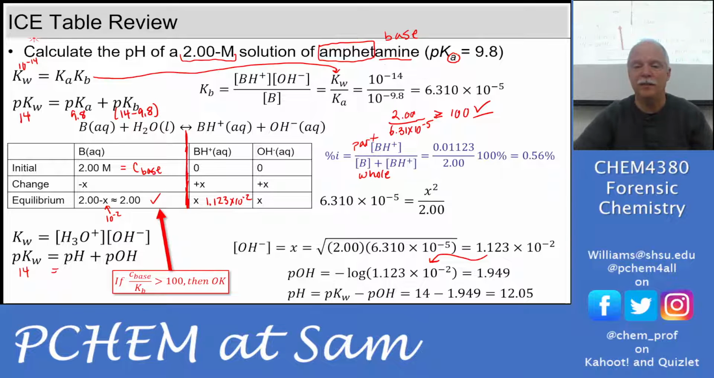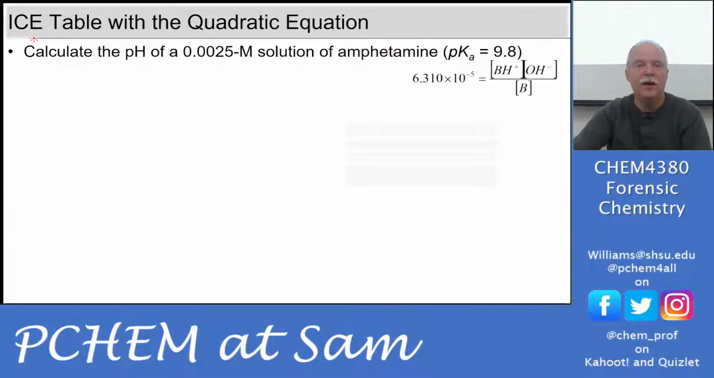So that's something that people really get confused on. But just think about it. What's an ion? It's the charged thing. So it could be negative, it could be positive. Whichever one is in your species, that's what you're looking for. Okay, so here's an ice table with the quadratic equation.